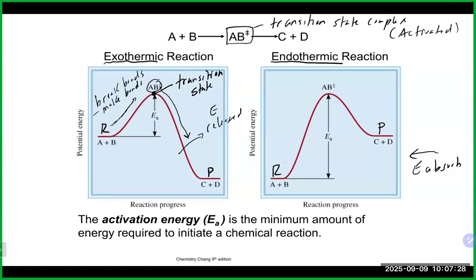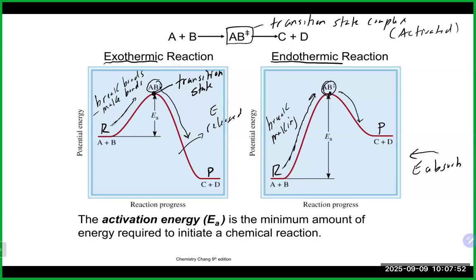Same thing happens here in our endothermic reaction. We're working our way up the hill, and again, we're breaking bonds here and making bonds as we come up the hill. And the same thing, we get to the top, which is our transition state here. And again, we'll come down the hill relatively quickly.